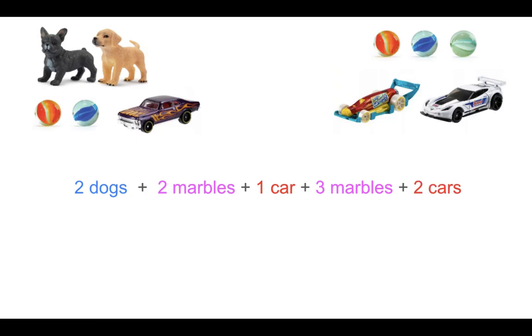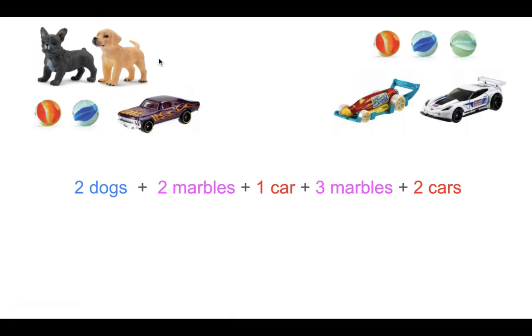All right, here's our last one. And the last one, I have 3 different objects. I have dogs, marbles, and cars. So on the left-hand side, I have 2 dogs, I have 2 marbles, and 1 car. And on the right side, I have 3 marbles and 2 cars. Now let's combine our like terms. In other words, which objects are the same?